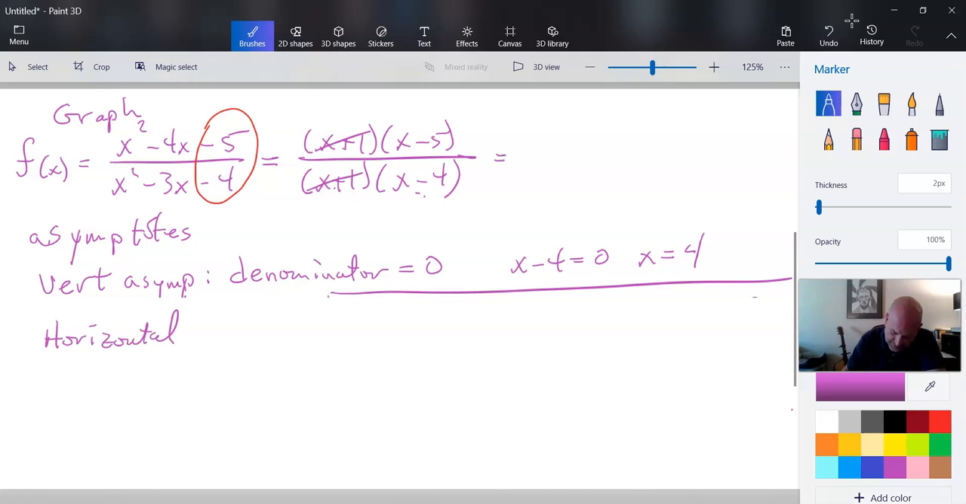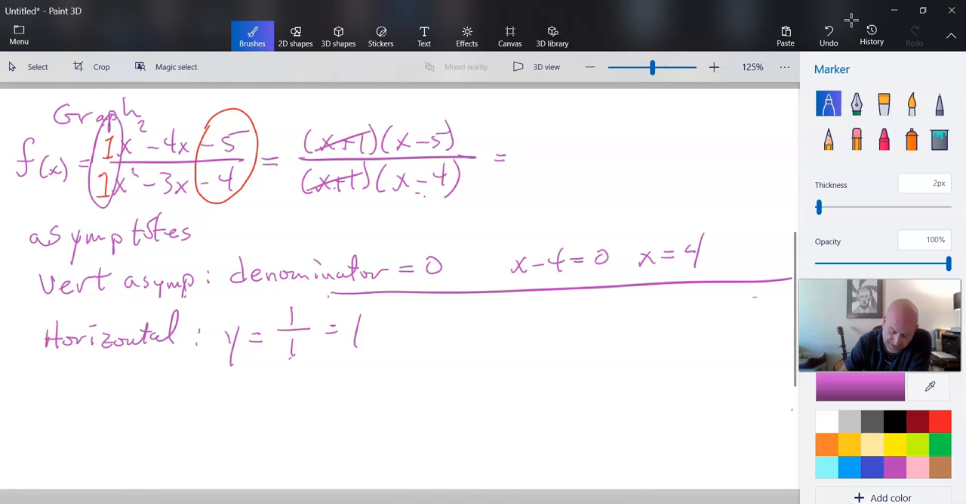It's horizontal because these two guys are the same degree, right? It's an x squared and an x squared. The leading coefficients are 1, which means that the horizontal asymptote is at y equals 1 over 1, which is 1. And so it's just these two coefficients that I'm dividing here. So it's the leading coefficient of the numerator divided by the leading coefficient of the denominator.